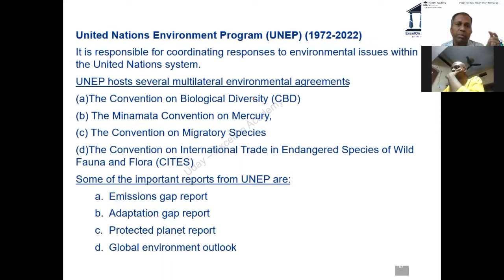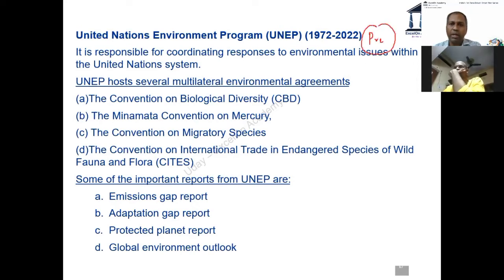So Convention on Biological Diversity, Minamata Convention, Convention on Migratory Species. So this is one exclusive convention focusing only on the migratory species, which primarily involves birds, but sometimes can also involve aquatic organisms which move from temperate to tropical regions or vice versa based on whether it is summer or winter. The last one is Convention on International Trade in Endangered Species of Wild Flora and Fauna, which is called CITES.